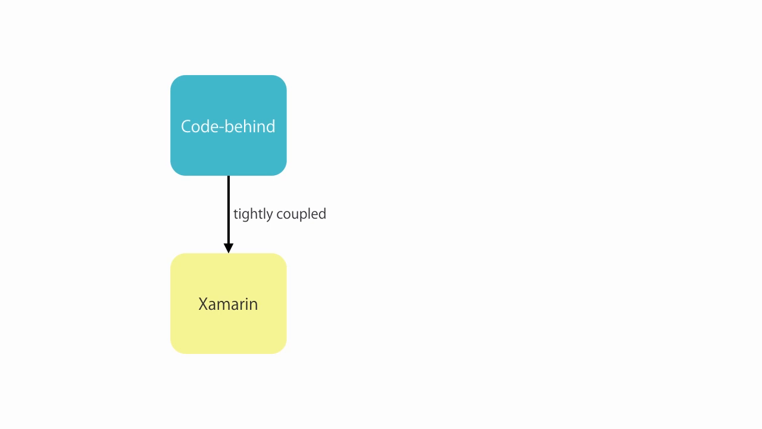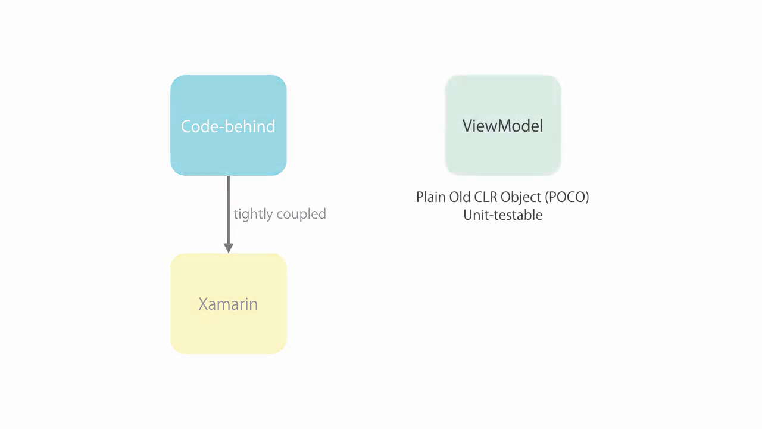So by applying MVVM pattern, we basically take all the code in the code behind, put it in a view model class, and modify it slightly so it has no coupling or minimal coupling to Xamarin. And this way, we get what we call a plain old CLR object, or POCO. That's a class that has simple properties and methods, and we can easily unit test this class.